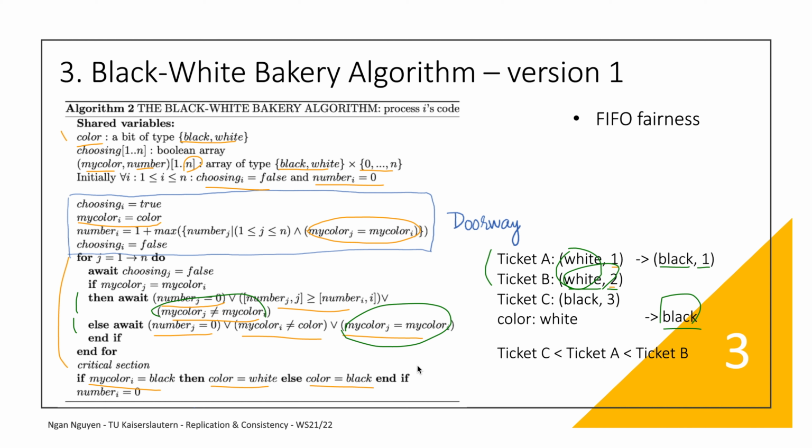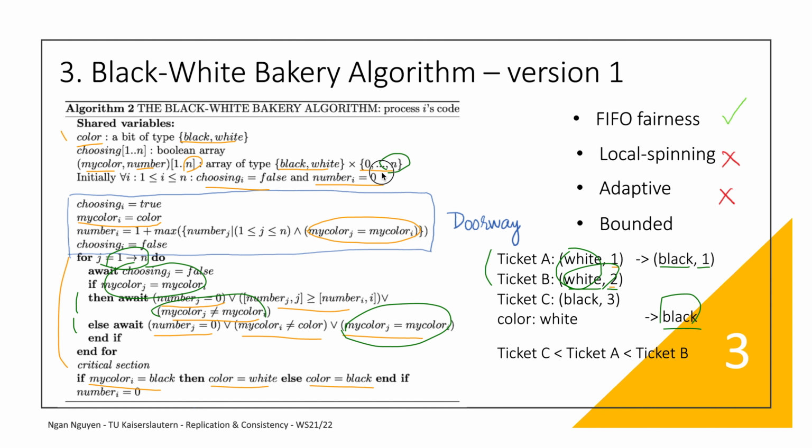Now let's check which properties the black-white bakery algorithm can satisfy. First, it satisfies first in first out fairness, but it doesn't satisfy local spinning because you can see that in this part it is also spinning on the shared variable, which doesn't exist in its local memory. It doesn't satisfy adaptive as well because the time complexity depends on n, the number of total processes.